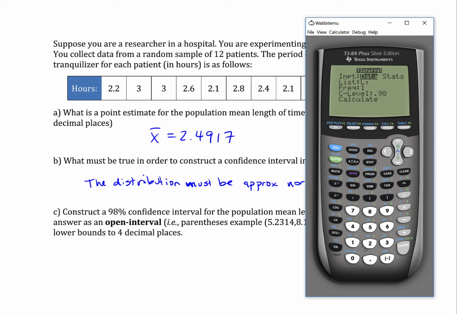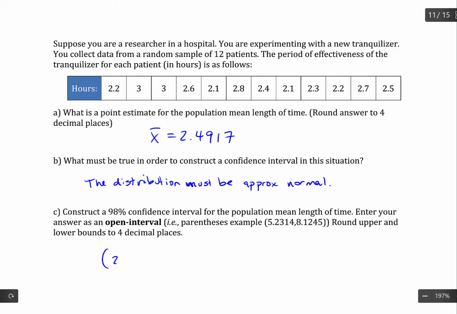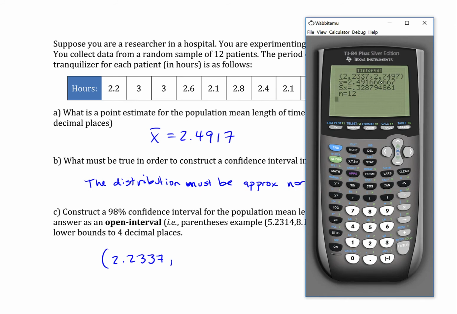Level of confidence, we want a 98% confidence interval. So we do that and hit calculate, and it will come up with the mean, standard deviation, sample size, all of that information that it would have needed otherwise from the sample data itself, and then calculates the confidence interval for us. So we have 2.2337, because it did say to use 4 decimals, and 2.7497.